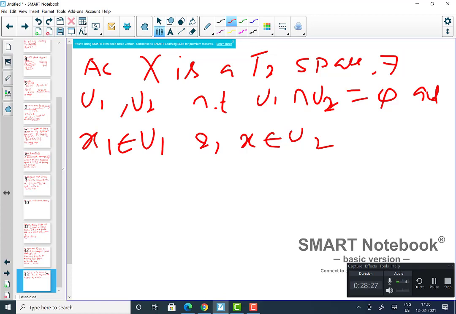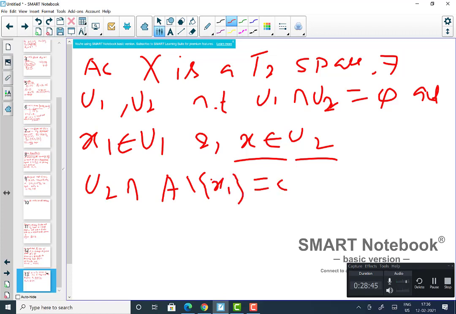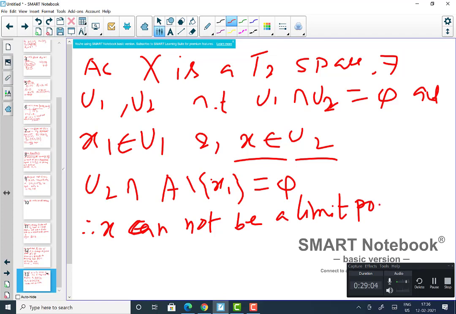So what does that mean? That means there exists a neighborhood U2 of x which does not intersect this neighborhood. So U2 intersection A minus {x1}, where A is the singleton {x1}, is phi, right? So what does that mean? That means x cannot be a limit point of the singleton set {x1}. Clear? And this is true for any general x, since I chose x arbitrarily. So no element inside the space X is a limit point of the singleton set.